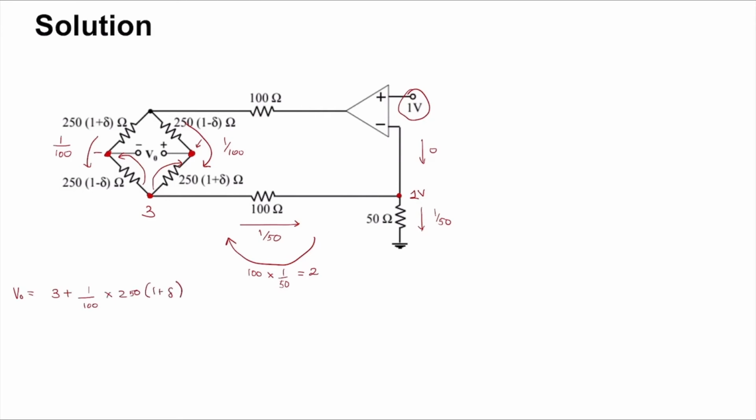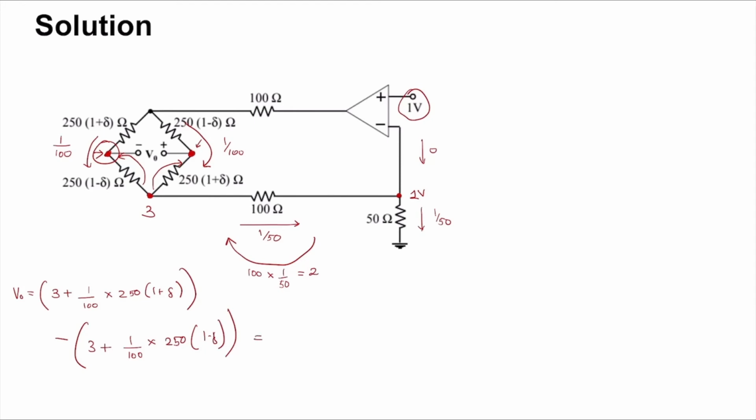And similarly, V naught is the voltage on that node minus the voltage on this node, which is now the same thing, 3 volts plus 1 over 100 into the resistor value, which is 250 into 1 minus delta.